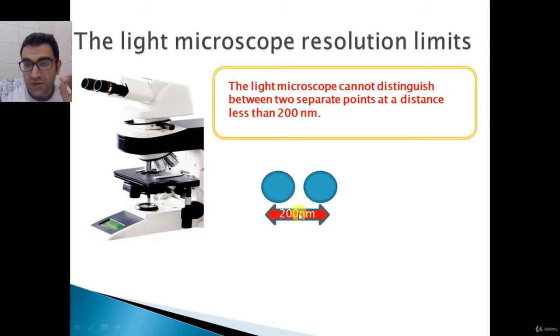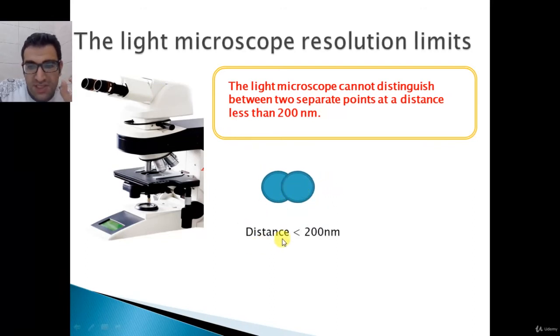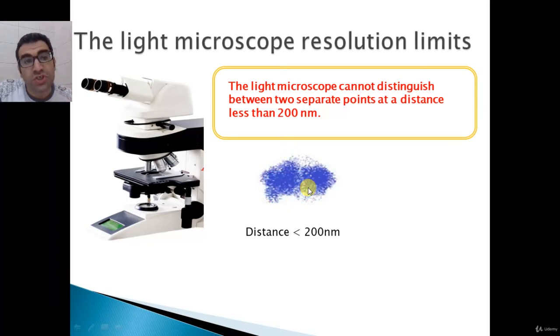So every 2 points that are separated from each other with a distance of 200 nanometers, you can still see them under the light microscope as two separate objects. However, if those points are closer to each other, with a distance less than 200 nanometers, then you will see a blurry or fuzzy picture. So this is the major limitation for the light microscope.